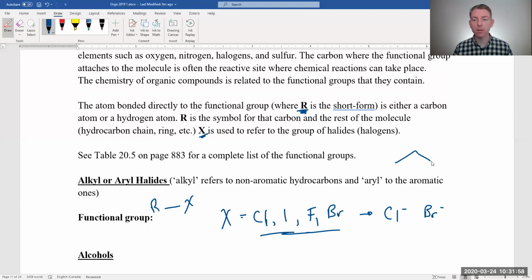So if we were going to draw just a generic organic molecule, we would show it just by writing in whatever element is attached, okay? So it's that easy. Okay.